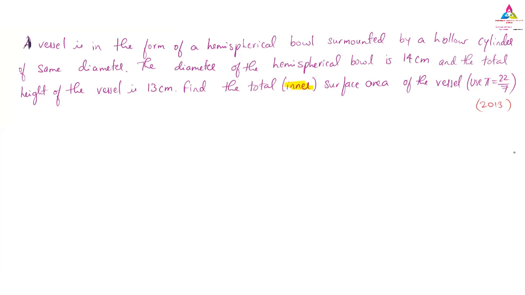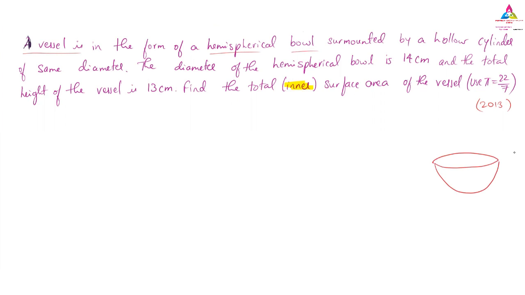But actually, according to what they have given, we have to draw the diagram. So here the question is, a vessel is in the form of a hemispherical bowl. We have a hemispherical bowl, so let me draw one. Hemispherical bowl means you are going to have it like this way. So this is our bowl.